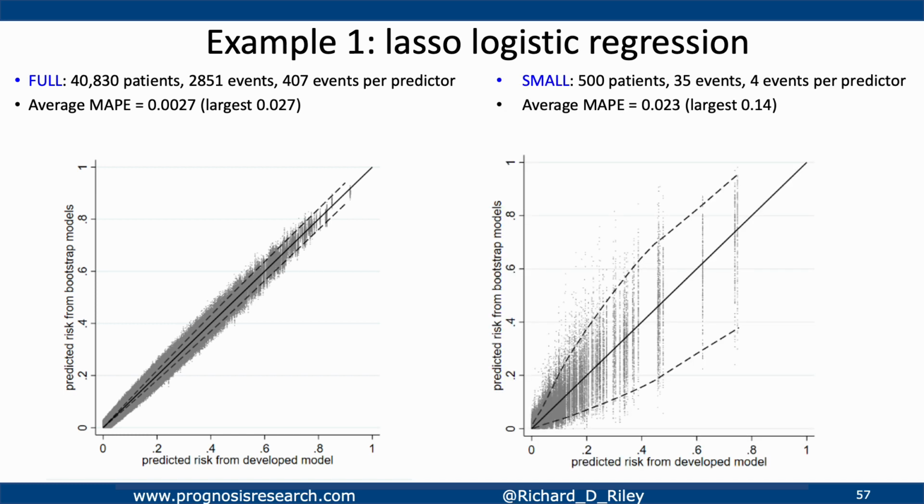In contrast, let's create a very small data set, just a random sample of 500 participants from the original 40,000. Now we've got 35 events, 4 events per predictor, compared to 400 before. So now we're in a situation of small sample size. Now the average mean absolute prediction error is 0.02. Noticeably the largest is 0.14. And you can see huge instability.